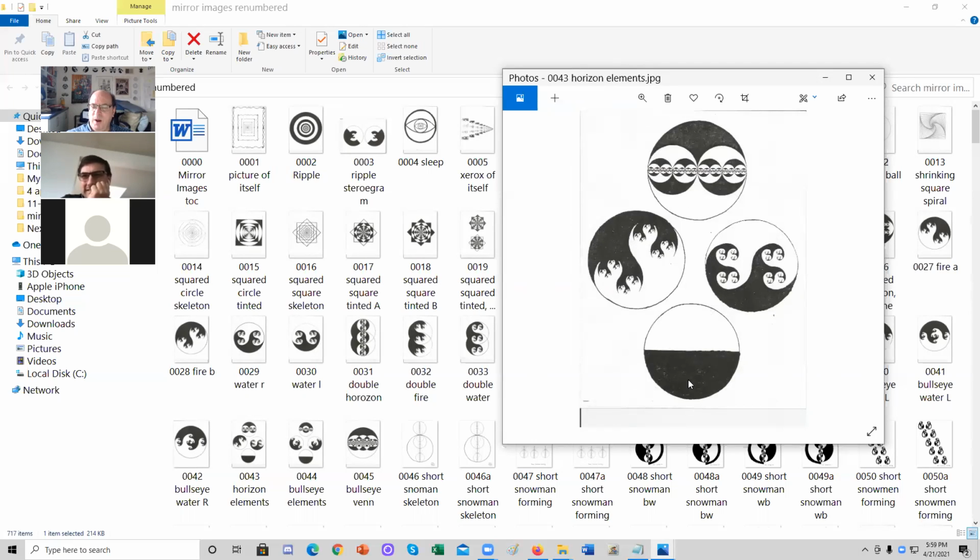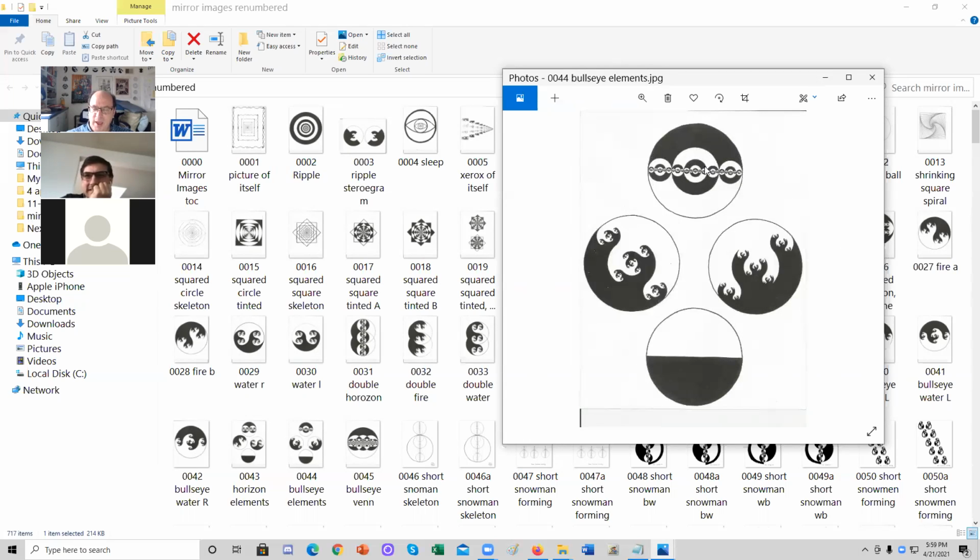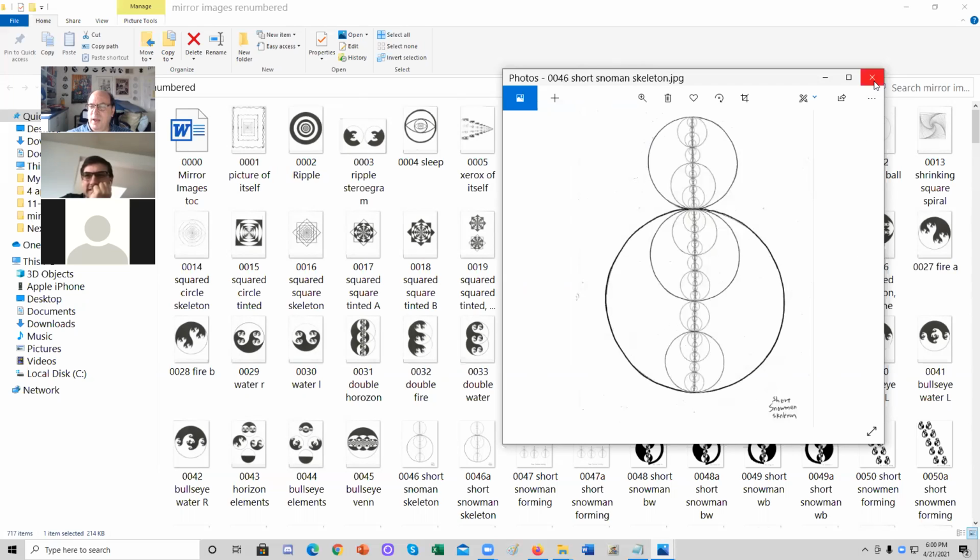Horizon, fire, water, earth, of course. Nice. And here is just a second. Bullseye, horizon, bullseye, water, bullseye, fire, and earth, of course.